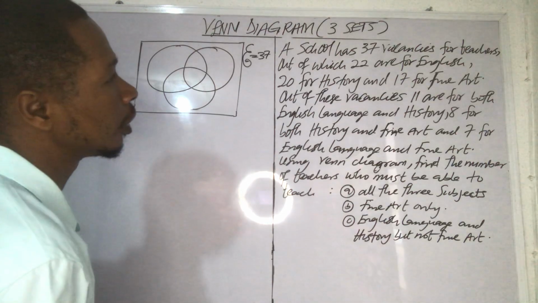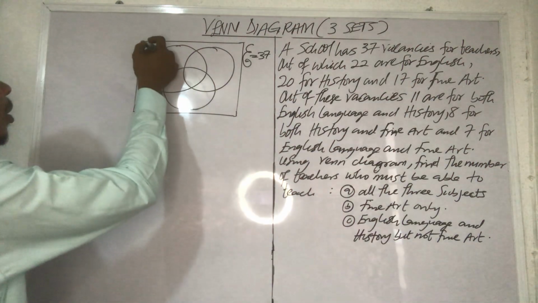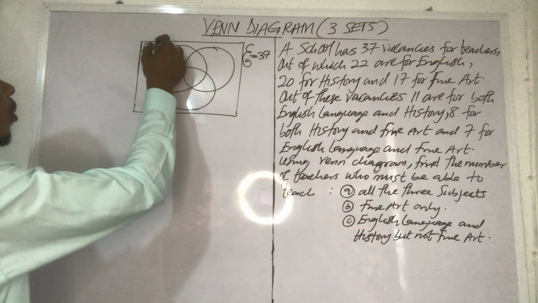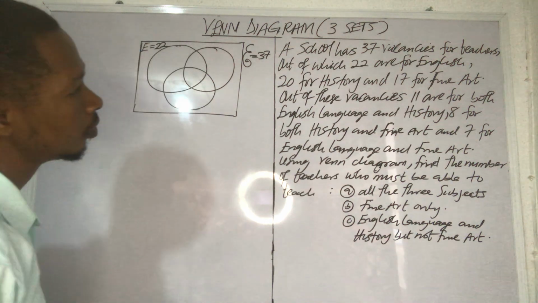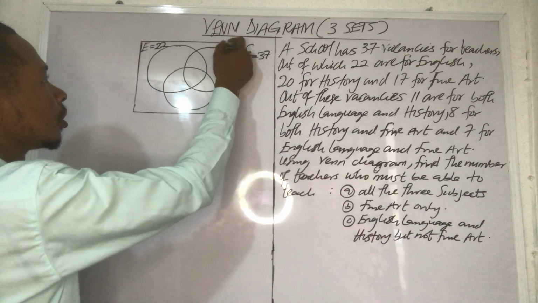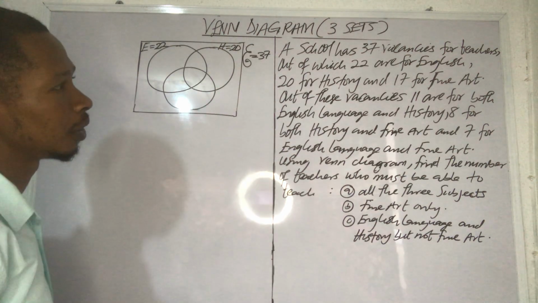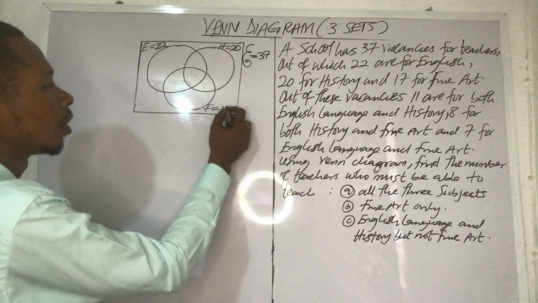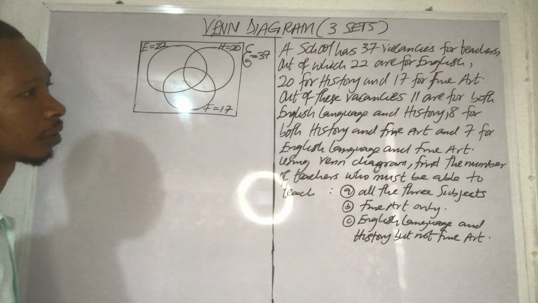22 are for English language. So you have English. Let me put English here, English, you have 22. 20 for history. Let's use H for history. And that's 20. Let it be here. And 17 for fine arts. F is 17. And that's here.